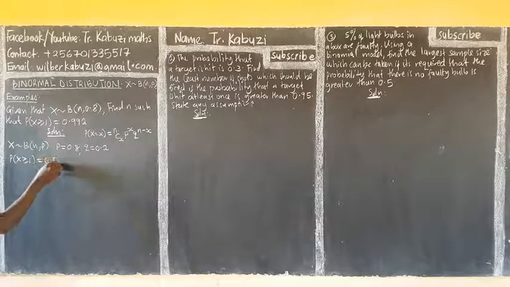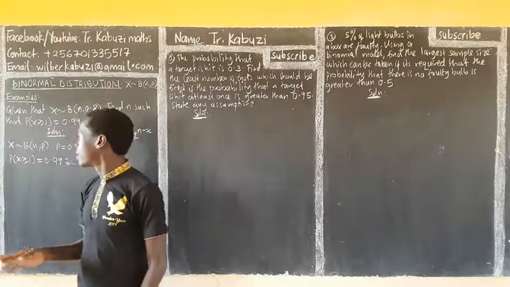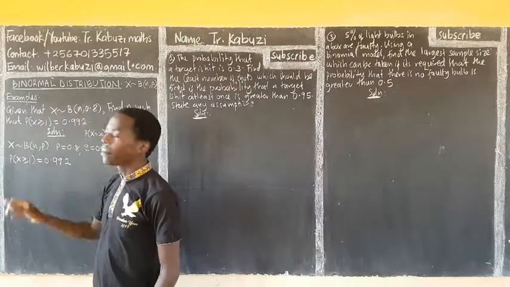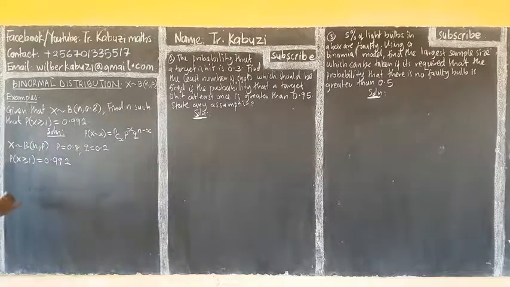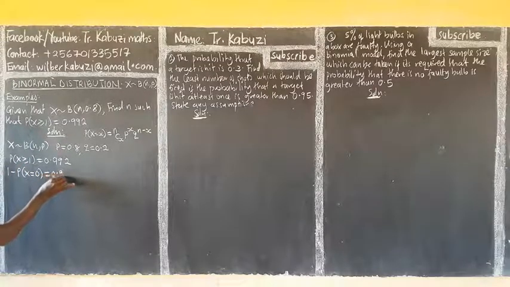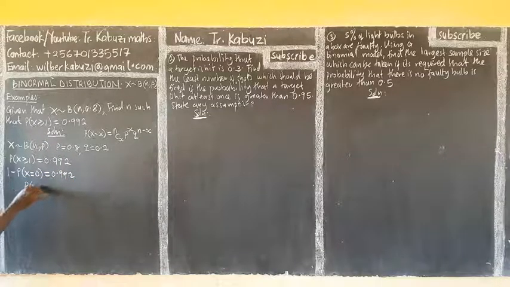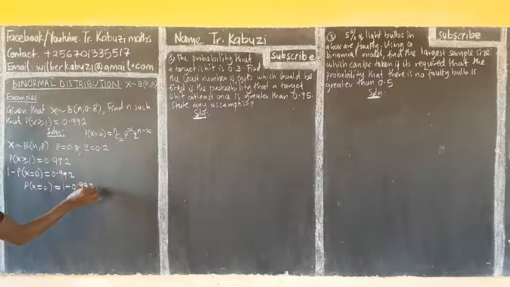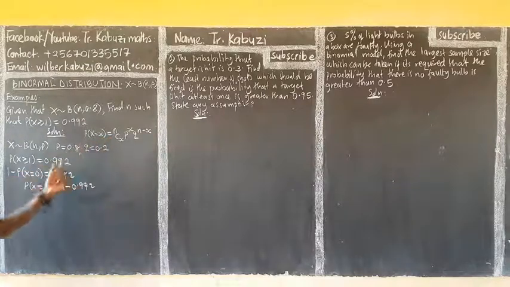Of course, we saw in our previous lessons that this one is the same as 1 minus the probability of x equaling 0. This is 1 minus the probability of x equaling 0, equal to 0.992. When I take this side, it will become positive. Then when I bring this side, it becomes 1 minus 0.992.